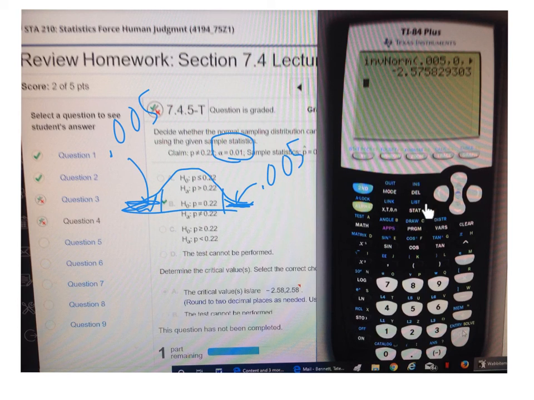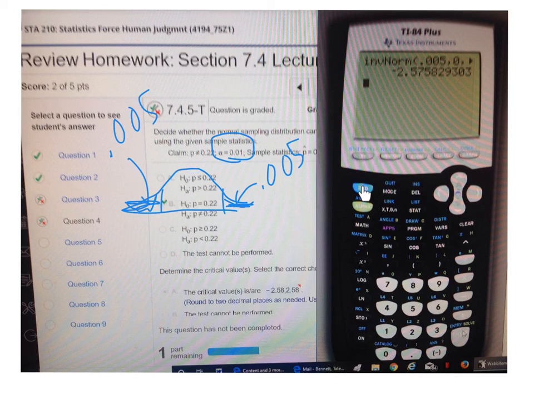So I've gone into the calculator. What you do is you hit second, and then second distribution, and then you go down to the inverse norm, and I'm typing in this 0.005. Then I just accepted 0, and the other number you can't see here is 1, and then I told it to calculate. If you round to the nearest hundredth, it'd be negative 2.58, and since it's symmetric, this is going to be positive 2.58.